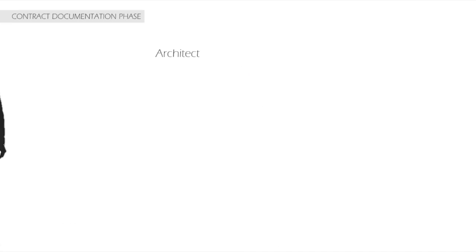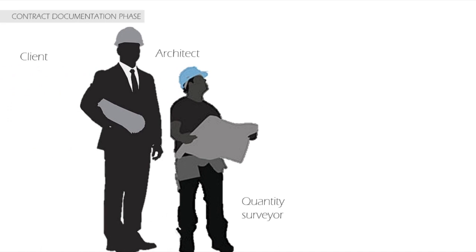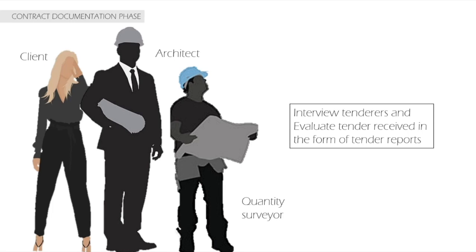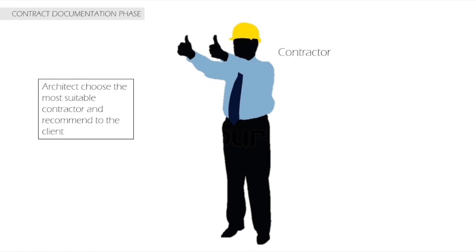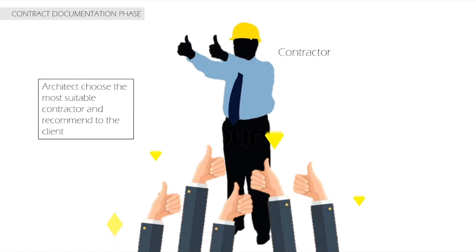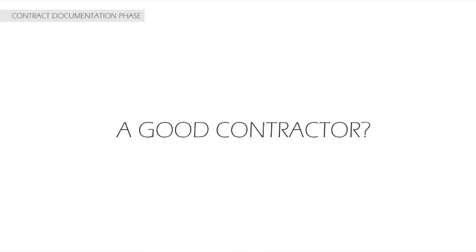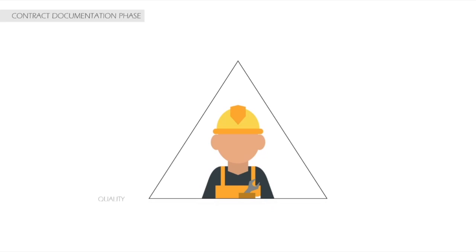The architect, quantity surveyor and client will then interview the tenderers and evaluate the tenders received in the form of a tender report. The architect and quantity surveyor will choose the most suitable contractor and recommend them to the client. The three factors that decide whether the contractor is good are the quality of the product, the cost of the product, and the time taken to finish the product.